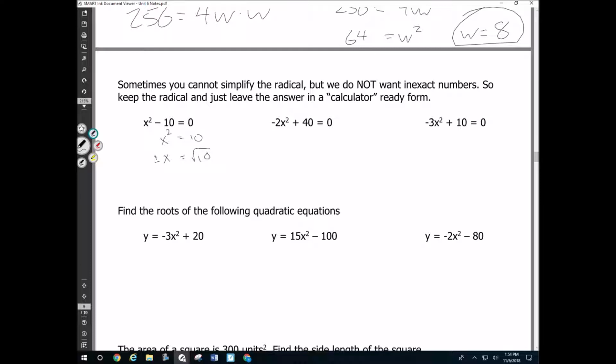That is okay. You can type in the square root of 10 into your calculator, and you'll get a decimal. However, we don't want to leave decimals. We want exact answers. So sometimes it's okay if you have just the square root in an answer. Go ahead and do the other two here.